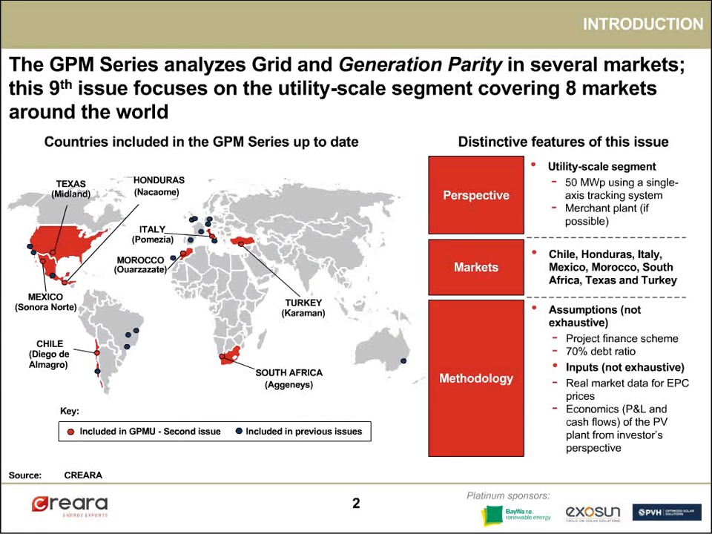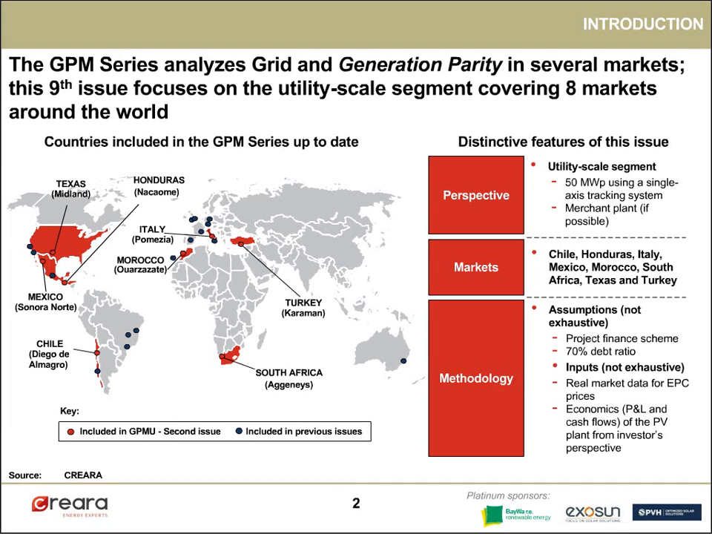And we've taken several assumptions and inputs in order to carry out the calculations that are the basis for this analysis. The assumptions are that the installation has been financed by a project finance scheme and has a 70% debt ratio. And we've used real market data from EPC companies for different inputs for the model, and we've prepared P&L and cash flow accounts that represent the perspective of the PV investor.